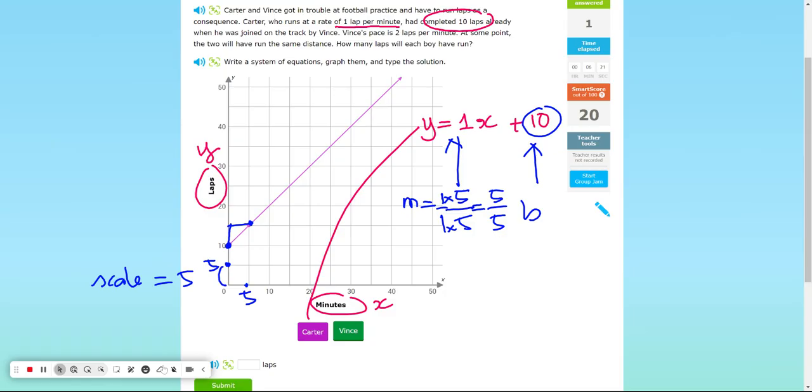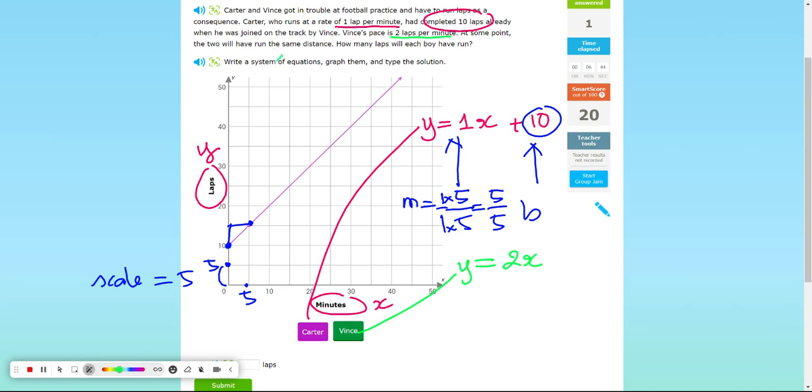So now let's go to Vince. Set up the equation for Vince. Okay, so let's use a different color over here. For Vince, y equals. Vince's pace is 2 laps per minute. Okay, 2 laps per minute. So 2 right in front of x.